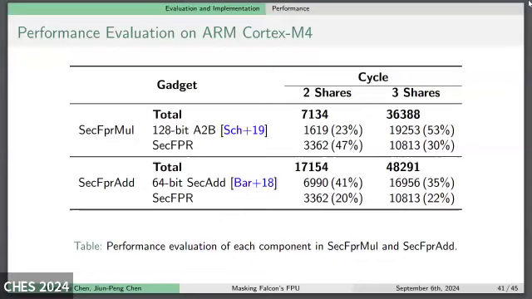And this is pretty slow, so we looked at the details of our design, and we found that for floating point number multiplication and addition, the A to B gadget, the secure FPR gadget, and the secure add gadgets, these three gadgets are the main bottlenecks for our performance. They take up the most cycles. Also, secure FPR is slow because it uses two 64-bit secure adds in our design. So the main bottleneck of our performance is the A to B gadget and the secure add gadgets.